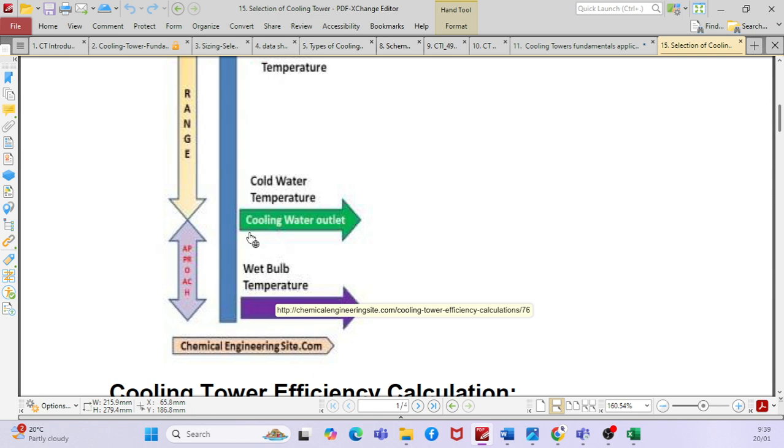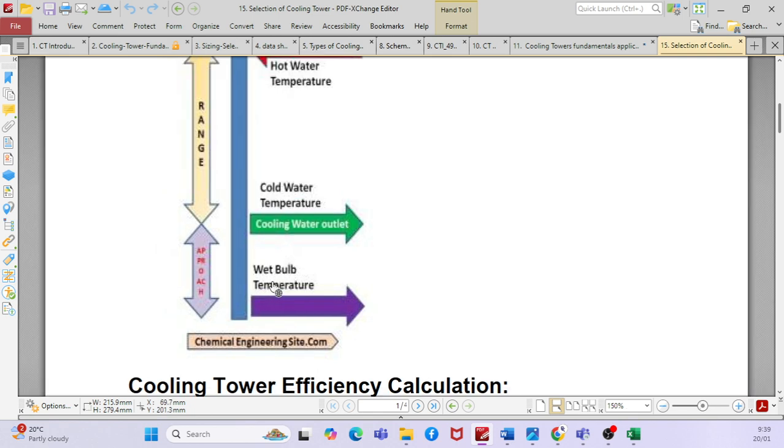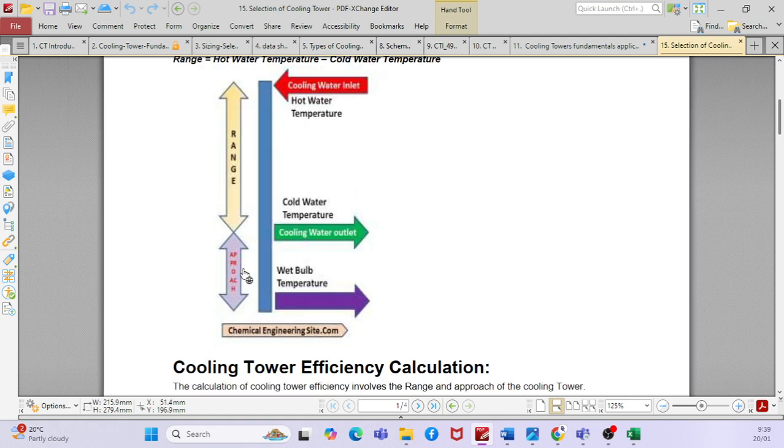So if the approach is lesser, that means you are able to cool more efficiently, right? So the approach should be lesser and the range should be more, basically. But when we do this, this range is essentially the GPM for a condenser, correct? No, no, it is not a GPM. It is a temperature difference. Range and approach are both temperature differences, and that needs to be understood.